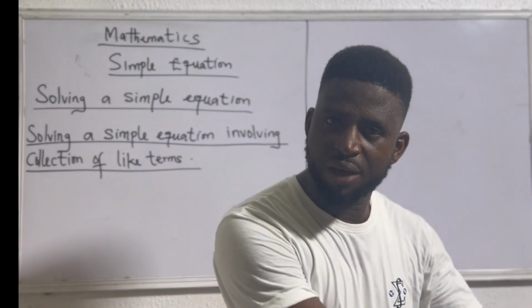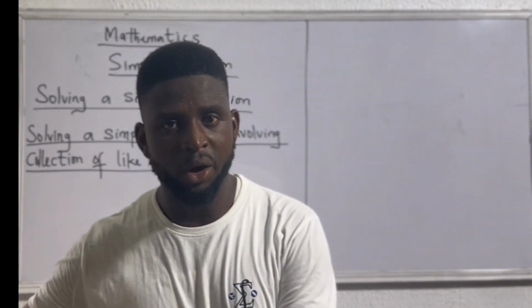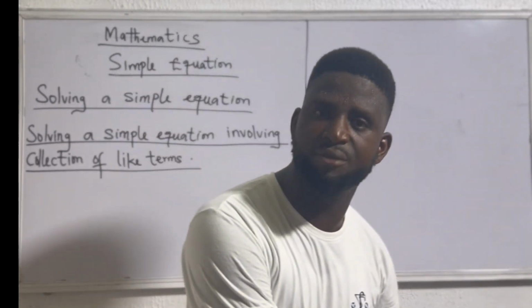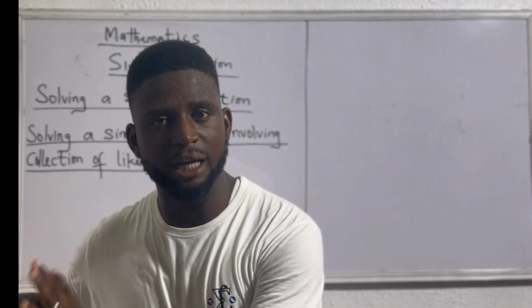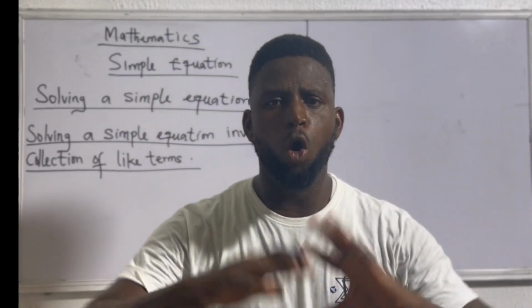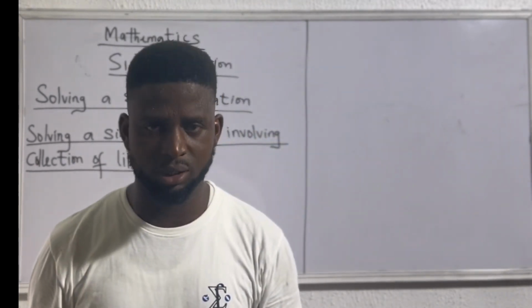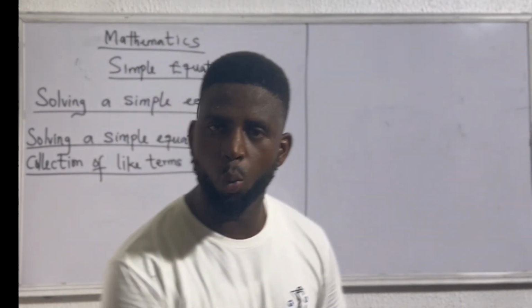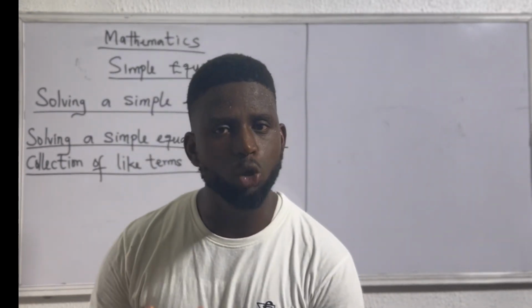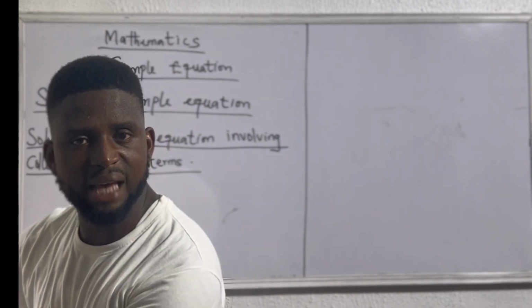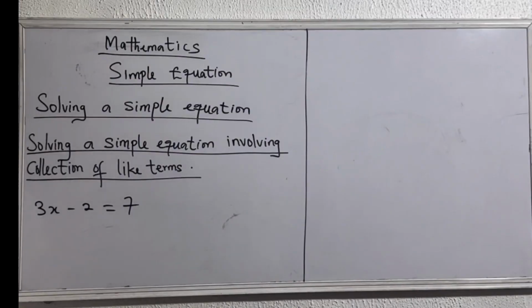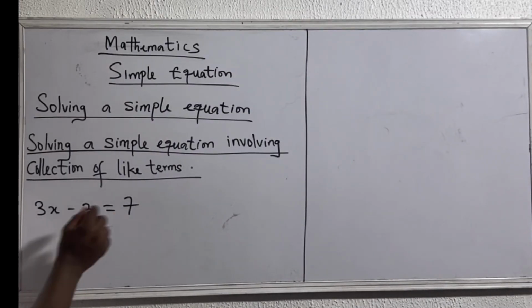After all, left hand side is the same thing as what? Right hand side. So the variable can be at the left hand side, it can also be at the right hand side. So when we say collection of like terms, it simply means combining variables on one side and then combining constants on the other side, right? So for example, we have 3x minus 2 equals 7.